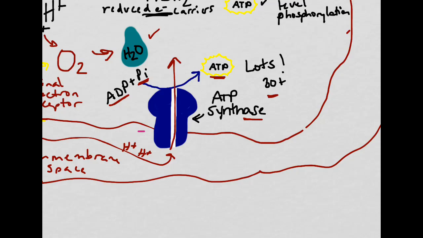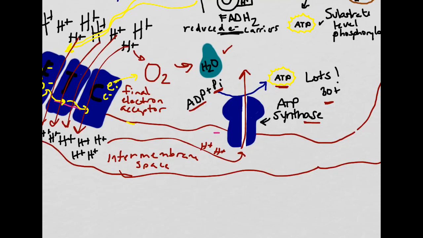I forgot to use the very important word for the flow of these hydrogen ions through ATP synthase, driving the production of ATP, which is known as chemiosmosis. Okay? So those hydrogen ions flowing through, just like water flows through an aquaporin in osmosis, these are hydrogen ions flowing through the ATP synthase, so it's chemiosmosis. And it produces a lot of ATP.